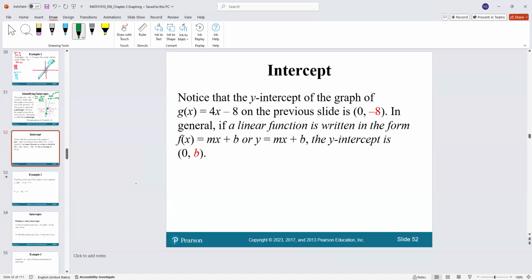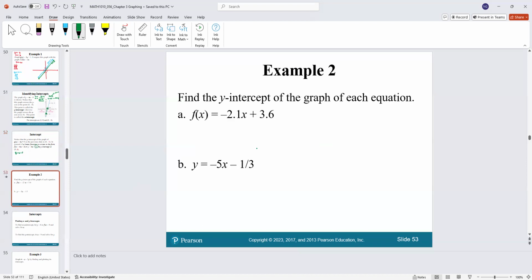In general, as I said, if a linear function is written in the form f of x equal mx plus b or y equal mx plus b, the y-intercept is b. Okay, we already know it. So for example, you see this one right there, because you have y equal 4x minus 8. You see minus 8 is already your y-intercept.